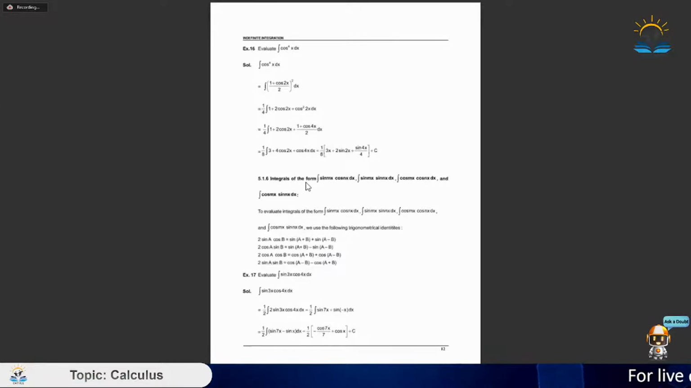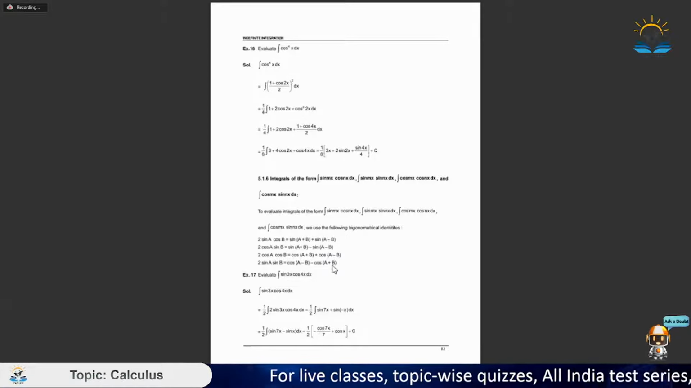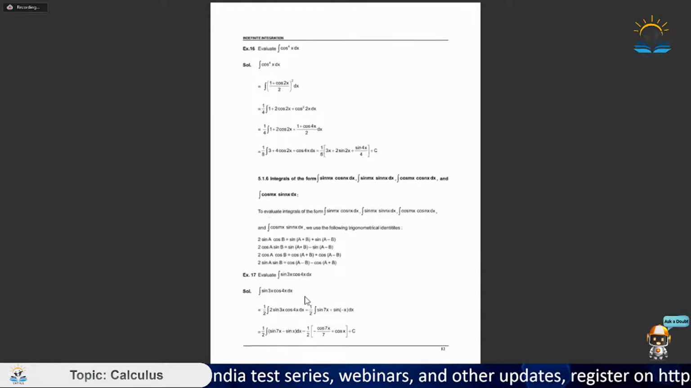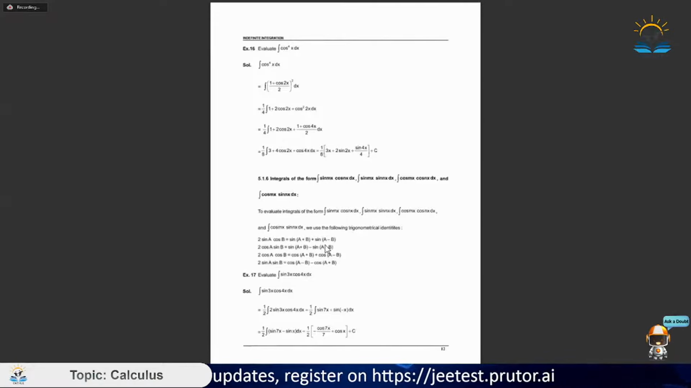Let us take a look at the next form. The next form says integrals of the form sin mx cos nx dx, sin nx dx. Here we have the multiples of sines and cosines together. So we use the following trigonometric identities. What we do is we simply convert sin a cos b, cos a sin b, cos a cos b, sin a sin b into summation form, because when we have a summation in integration, the integration can be distributed over the summation, so that becomes very easy.